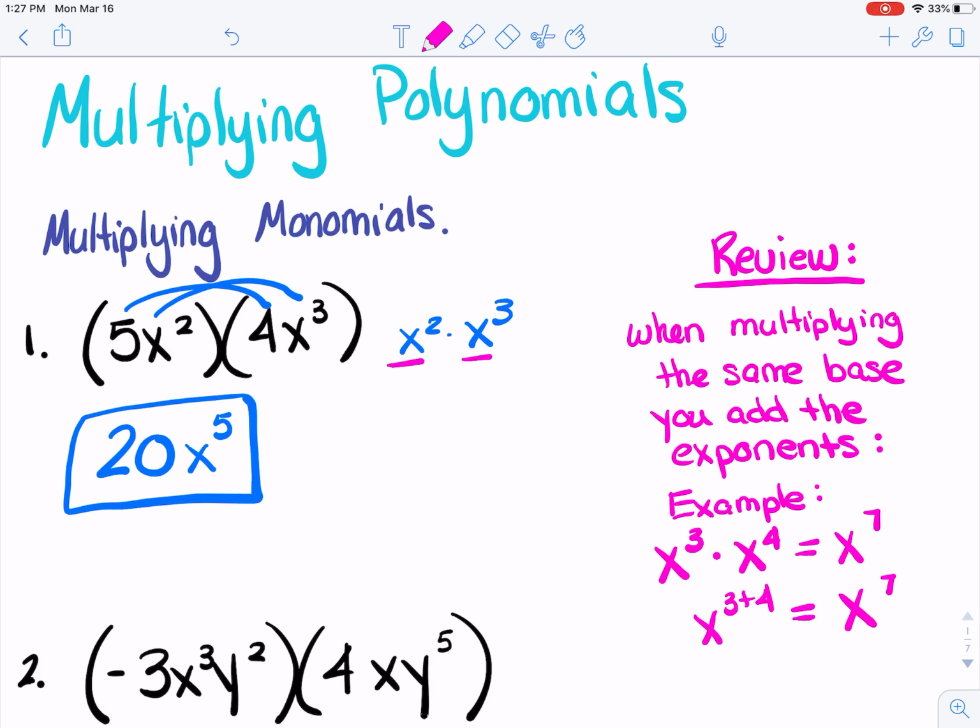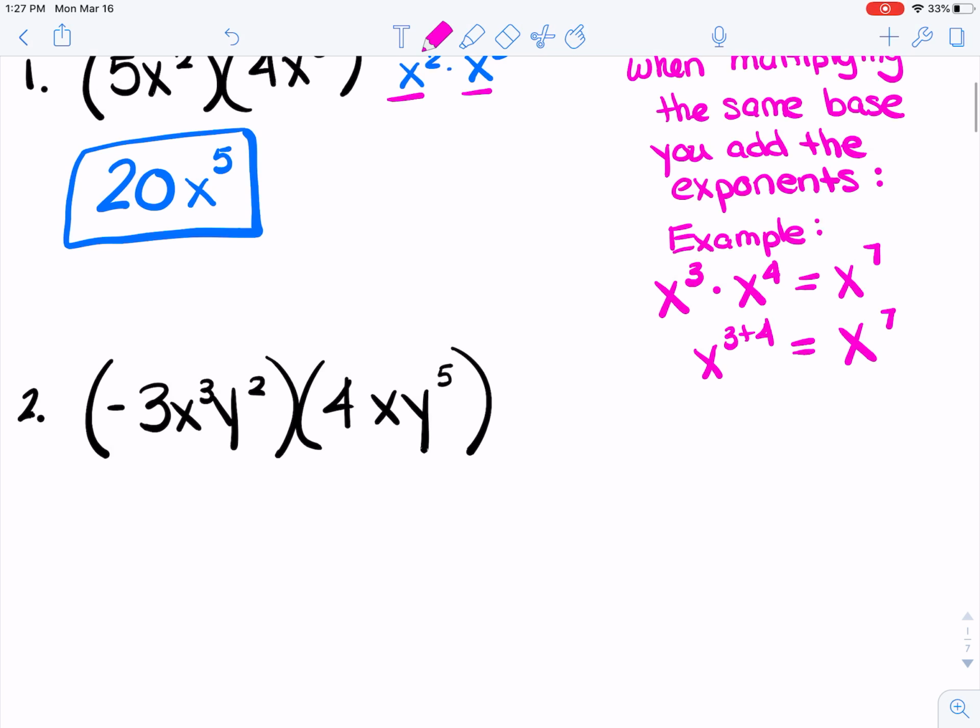Again, when we did adding and subtracting, we never touched the exponents of the variables. We just took care of adding and subtracting the coefficients. So now we've got to take care of it all. You basically multiply everything together. Okay, let's try another one.